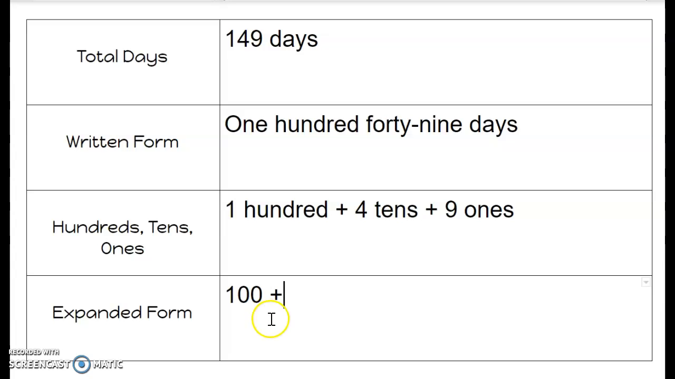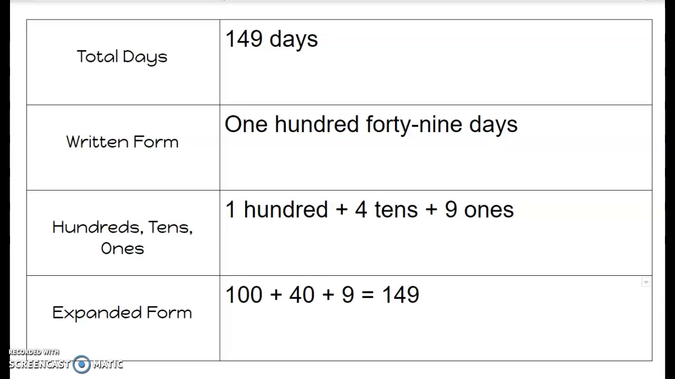Now we need to do our tens. How many tens are there? 4. What does 4 tens equal? Let's think about it. 10, 20, 30, 40. Plus 40 plus, now we have to say how many ones we have. How many ones do we have? 9. And that equals 149.